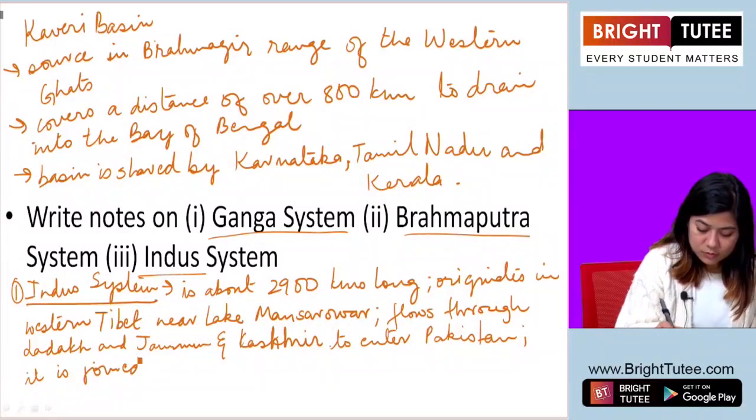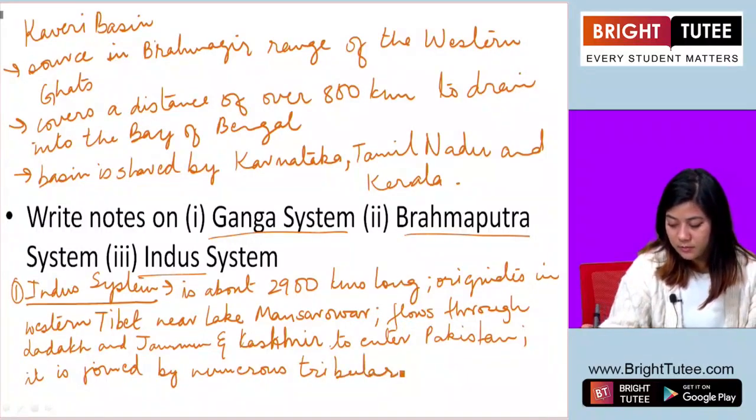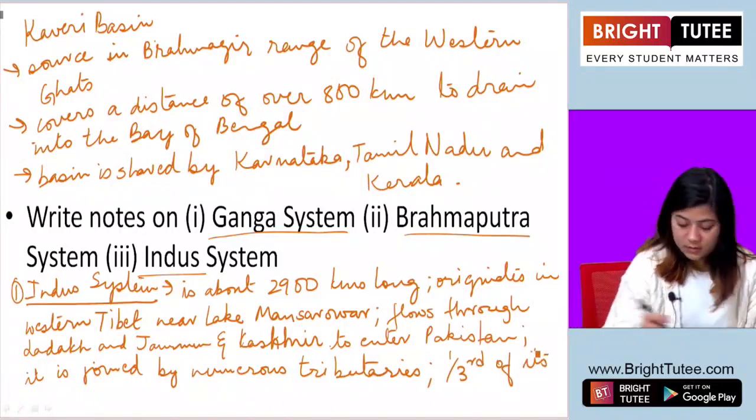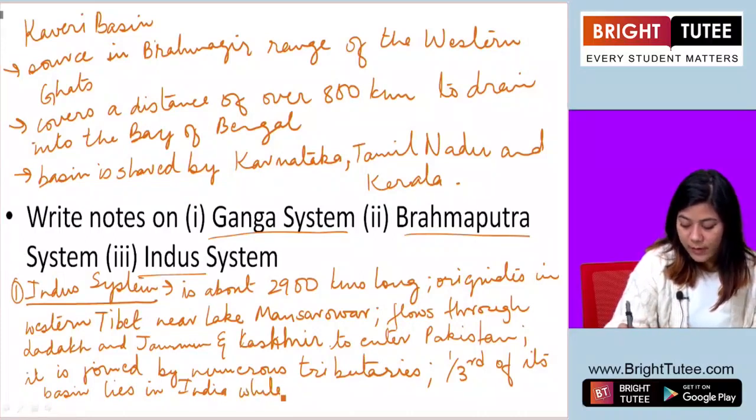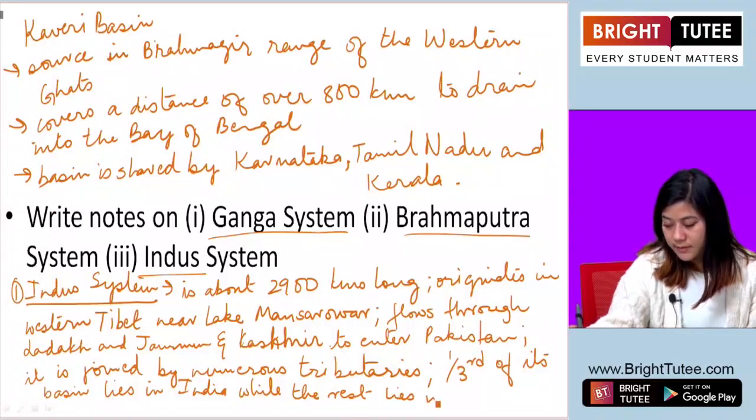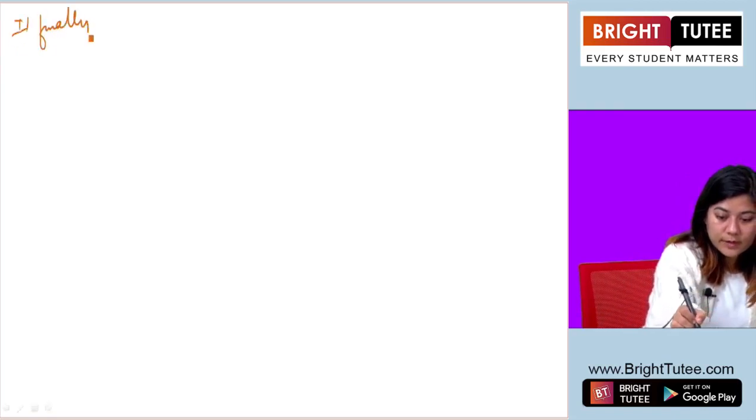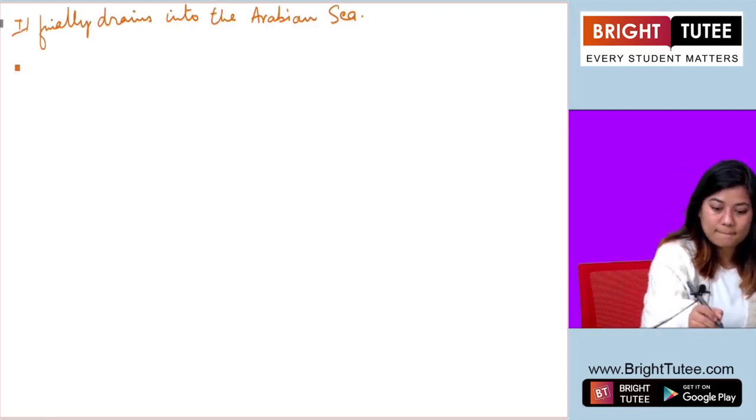It is joined by numerous tributaries. One third of its basin lies in India, while the rest lies in Pakistan. It finally drains into the Arabian Sea.